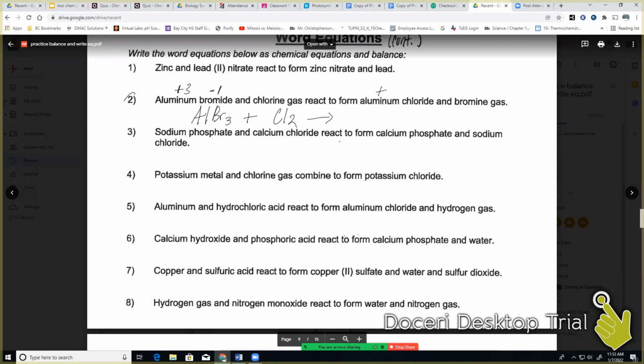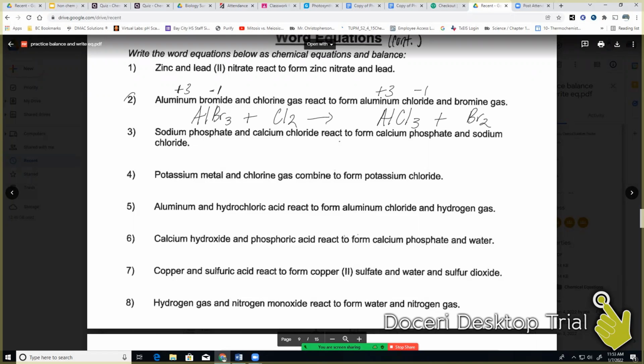Then aluminum chloride, once again, I would check my green sheet. See, the charges are not equal, so that means I'm going to have to give my chloride a subscript. And then bromine gas, bromine's a diatomic. Here it is all by itself, so it would have to have a 2.